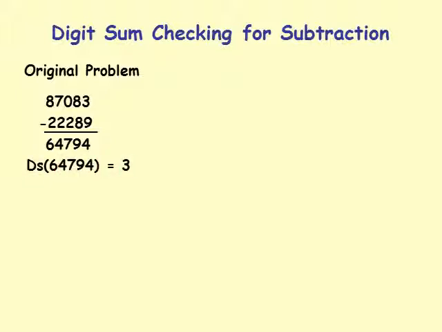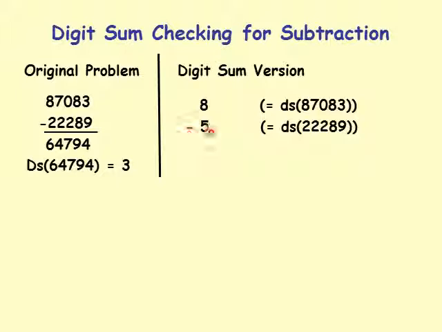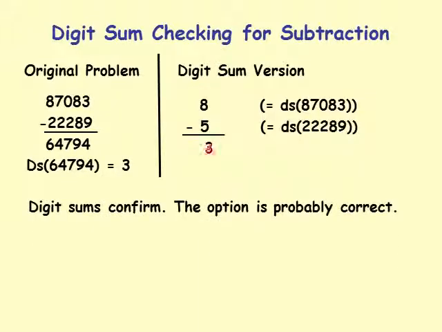Okay, let's do a digit sum version of the same problem. The digit sum of the first number is 8, so 8 minus 5. The digit sum of the second number is 5. Let's do the subtraction here: 8 minus 5 is 3. This 3 and this 3 match, so the digit sum confirms this option. That means this option is probably correct.